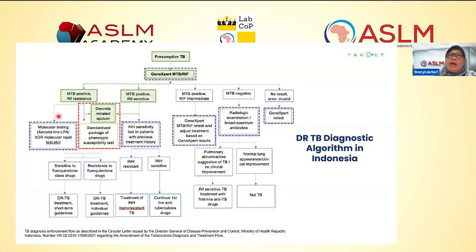First, we no longer have second-line LPA, so we have Xpert XDR to detect isoniazid and also fluoroquinolone and second-line injectables. And then we also culture the sample and then test for phenotypic DST. Yeah, so this is the algorithm.